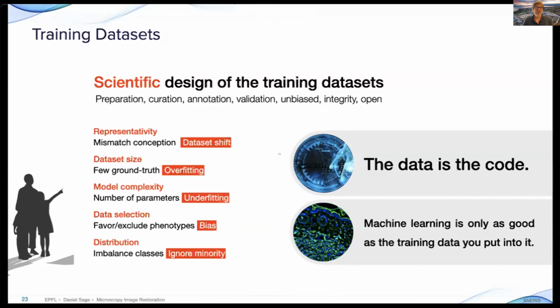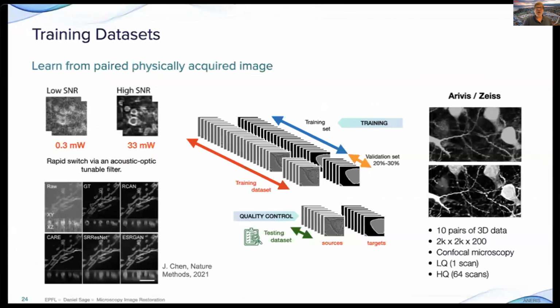The risk of bias: very often in biology, we have very rare phenotypes that we do not learn very much because they are very rare. And there is also the risk of imbalanced distribution. So we ignore the minority, which is really bad. So designing good training data sets is the key now. So how can you design them?